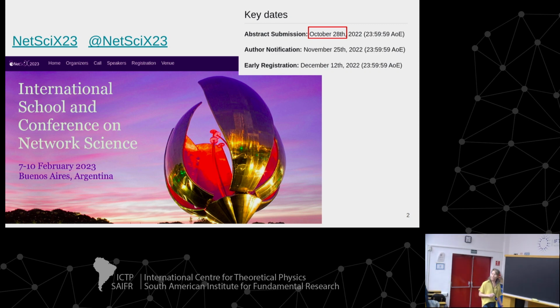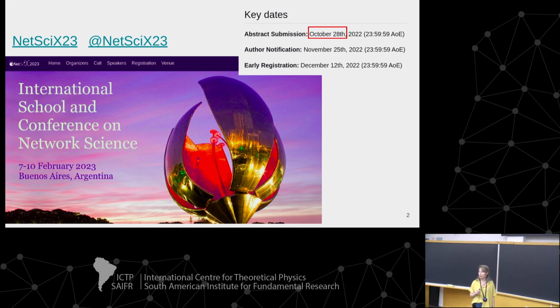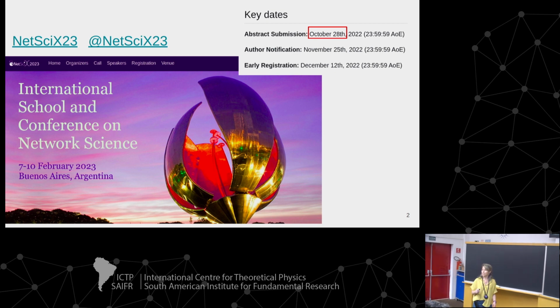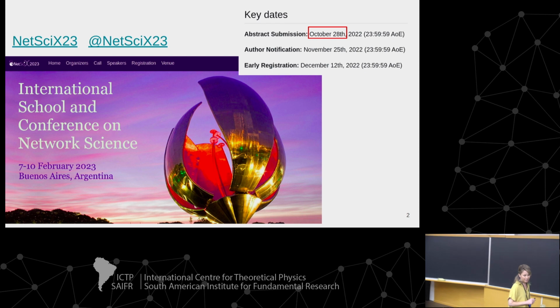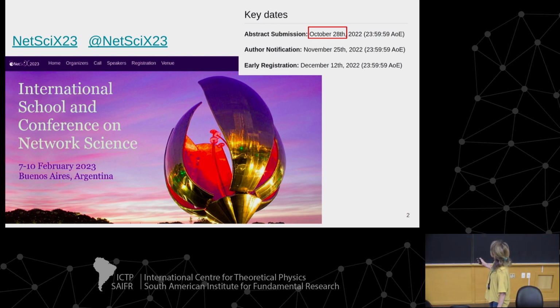But the good thing is that you don't have to send a complete paper. It's just an extended abstract. So I invite you to look at the specifications for the extended abstract. And you can find all the information that you want to see about the speakers.